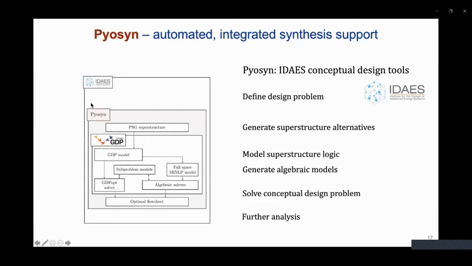What I have here on the left is a diagram that shows Pyosyn. The major elements here, as we'll see: PSG superstructure is a port-based approach for generating the superstructure. Then we first formulate the model as a GDP, a generalized disjunctive programming problem. But then we have the option of either solving it directly as a GDP, with this tool called GDPopt, or else, in some cases, you can reformulate it as an MINLP. So the idea is to give not one single option, but maybe multiple options, as we'll see.